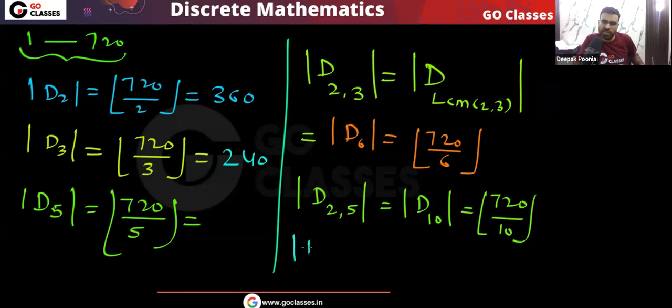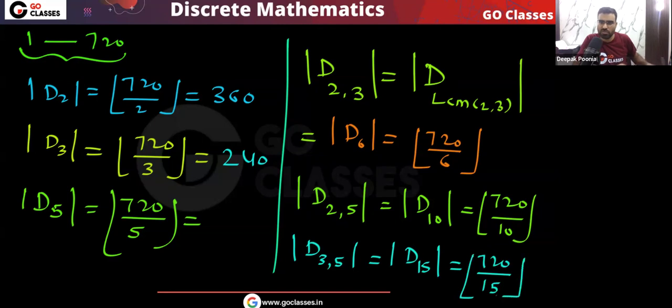Next, you can see divisible by 3, 5, that will be equal to divisible by the LCM of 3, 5, that is 15. So that will be equal to 720 divided by 15, floor.